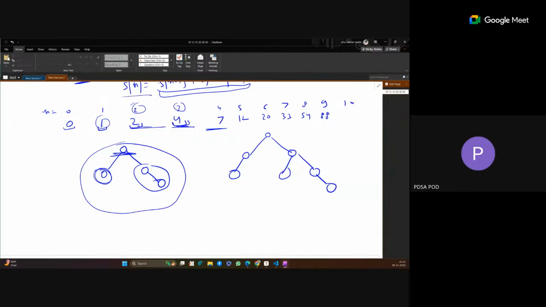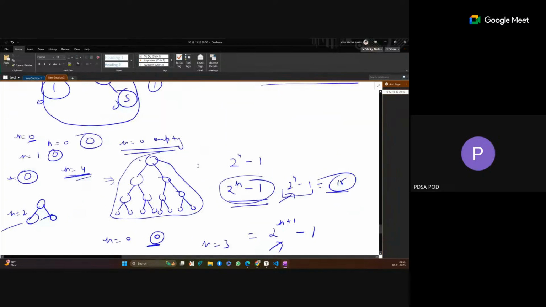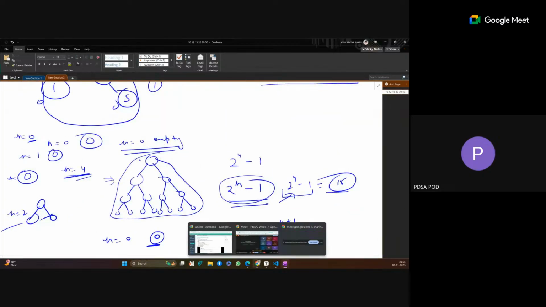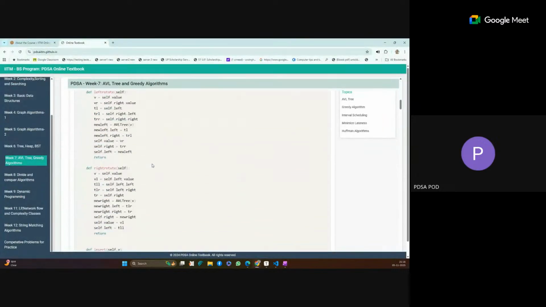For minimum and maximum, that is the simple one, 2 to the power h minus 1 or 2 to the power h plus 1 minus 1, based on the convention you are taking. So these are some basic properties of the AVL tree. Just remember that. Otherwise, the AVL part is done.